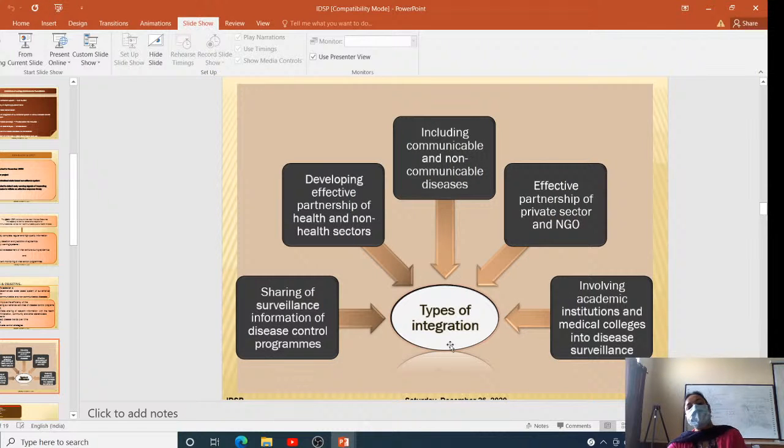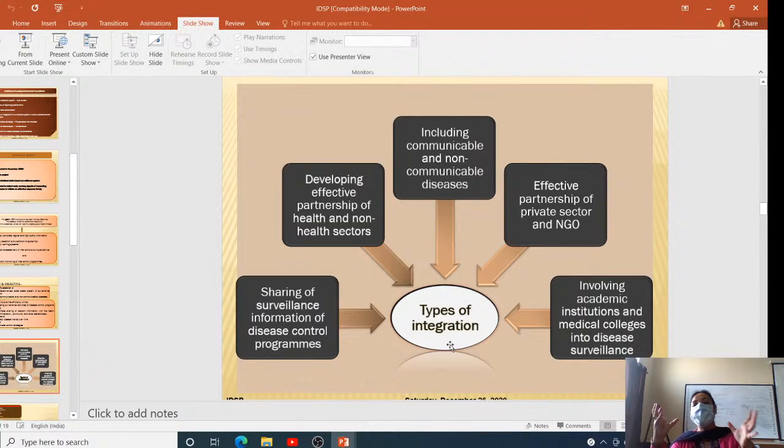Okay, so these are some types of integration which were listed in the integrated disease surveillance project. First is sharing of surveillance information of disease control programs. Second is developing effective partnership of health and non-health sectors. Third, including communicable and non-communicable disease. Fourth, effective partnership of private sector and NGOs. Fifth, involving academic institutions and medical colleges in disease surveillance.